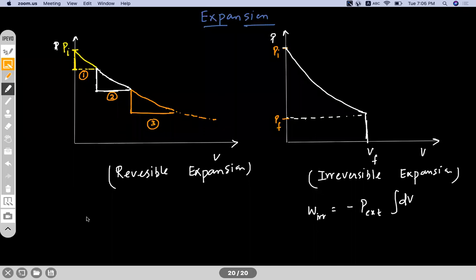But in a reversible process, work done would be minus of P external, and P external you have to write under the integral sign into dV. This P you cannot take out because gradually the pressure is either increasing or decreasing. It depends whether it is expansion or contraction, correct? But P external is gradually changing. That's why this is the variable we cannot take out of the integral sign. Is it clear? So when we derive the expression for work done in reversible process, we'll take this inside, and here we'll take it outside.